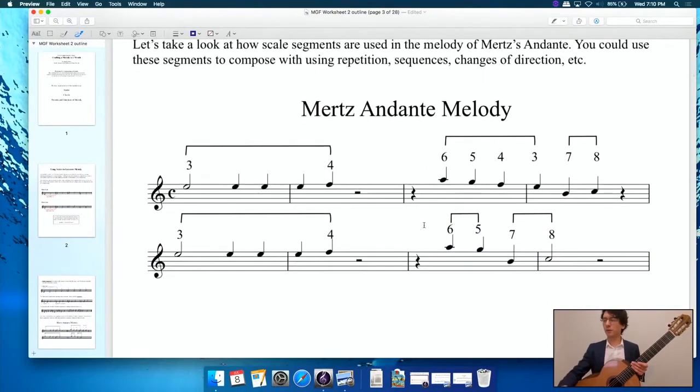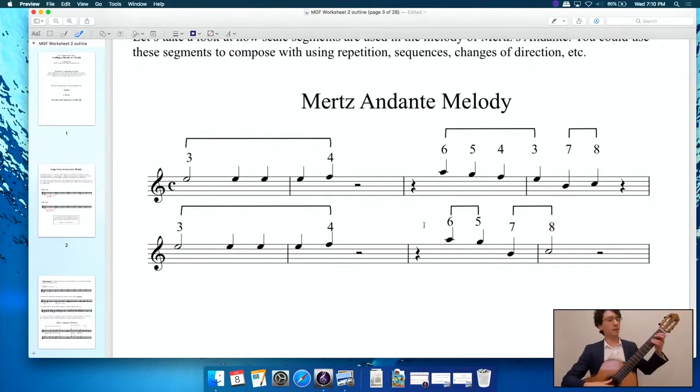So we're going back to the Mertz Andante, right? This one, which was used a lot in the first workshop as a bit of a model piece. Here I've taken the melody and put numbers on to identify the scale segments. You can see in the first phrase, he's just using the scale segment 3 to 4, a very small segment.